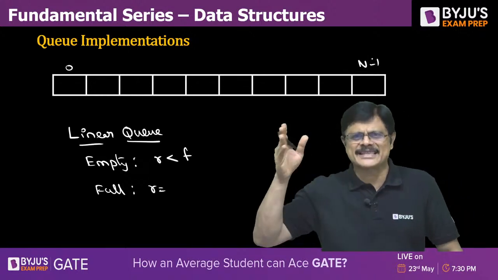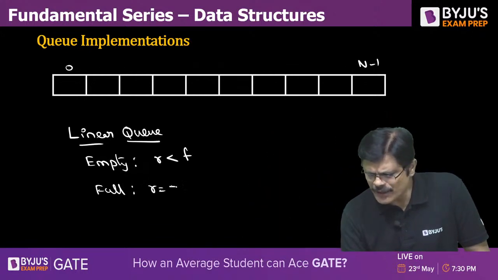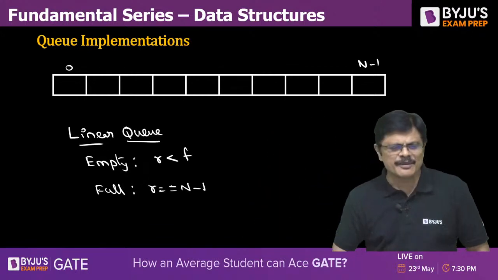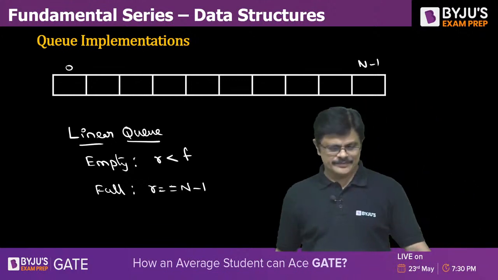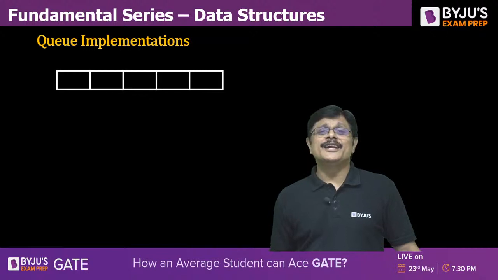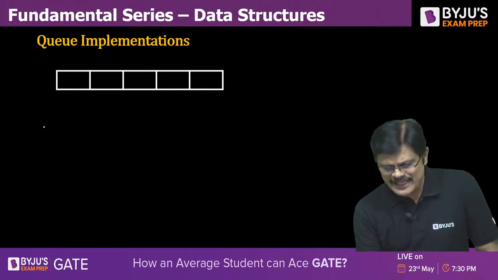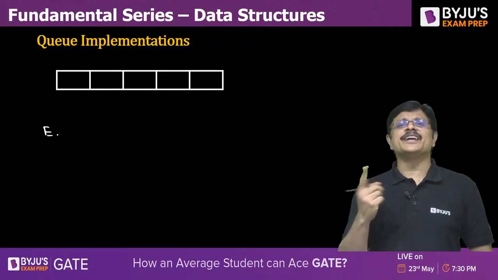Sometimes they may give max element or max, whatever. Rear is equal to n minus 1, that is the Q full condition, my dear friends. Note that. But there is a problem with the linear implementation of a Q. Let us understand, okay, when I say E means NQ, D means DQ.